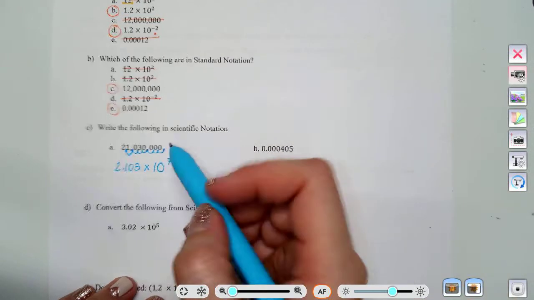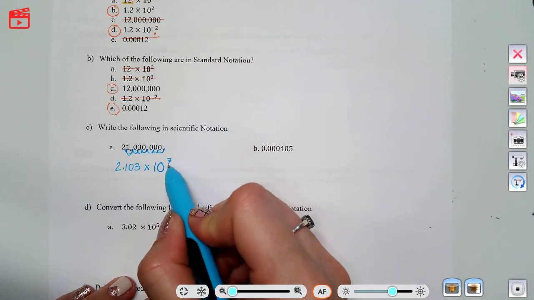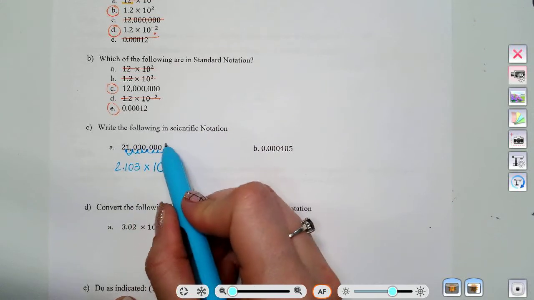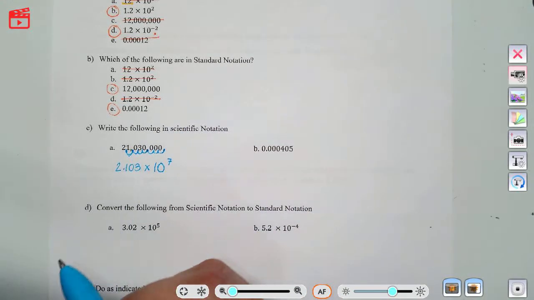How I remember it is, if our exponent is a positive number, that means my original number, before I translated it, was a big number. Think of it this way: in your bank account, if you have a large amount of money, that's a pretty positive feeling, right?